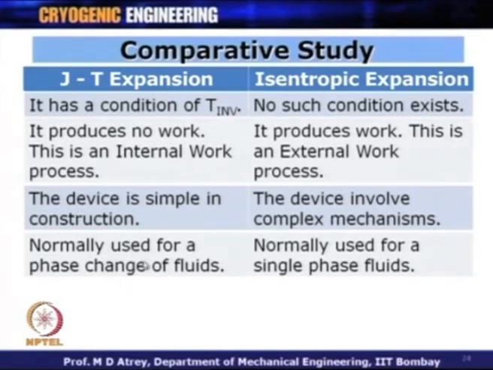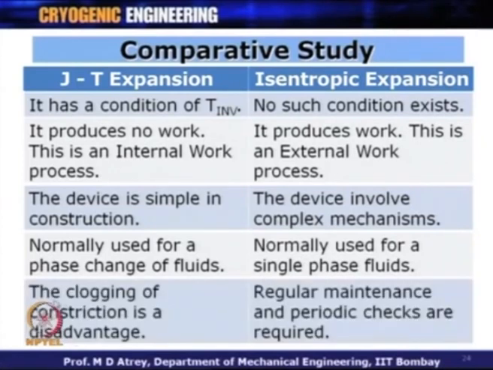And lastly, because the JT expansion is subjected through small valve constriction, the constriction can get clogged with the dust or the particles coming with the gas, and the clogging of the constriction is a disadvantage, and many times you have to clean it, while here one has to do regular maintenance and periodic checks are required. Sometimes the lubrication has to be taken care of and things like that. So, this is how we compare JT expansion and isentropic expansion, and one has to prefer depending on what you want, whether one should go for a JT expansion or for isentropic expansion.